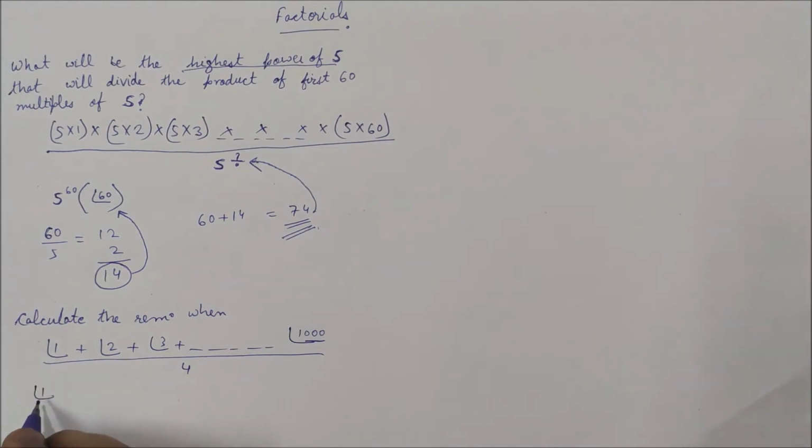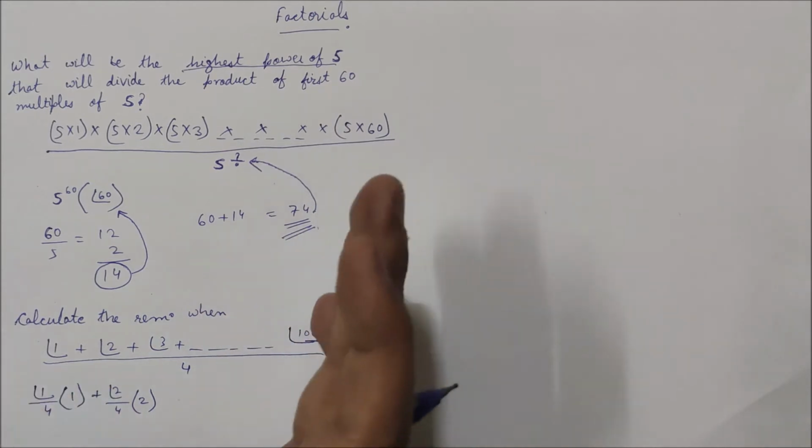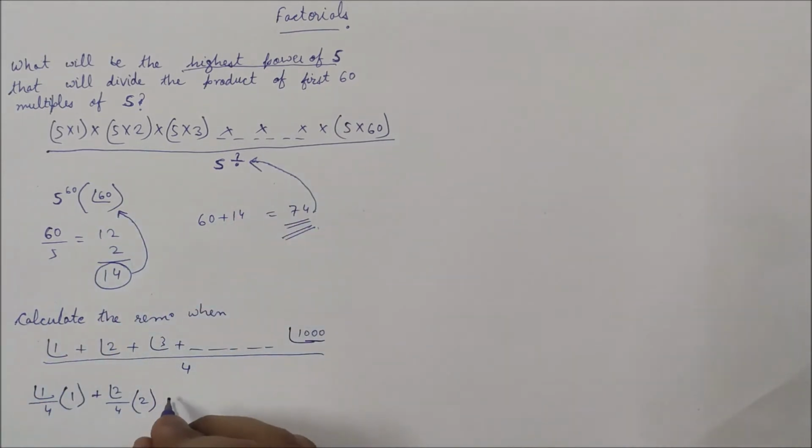So if I say factorial 1 by 4, the value of factorial 1 is 1. So 1 by 4, the remainder in this case would be 1, right? Now we have factorial 2 divided by 4. So factorial 2 is nothing but 2 into 1, which is 2. So the remainder would be 2, because 2 when divided by 4 is not divisible completely. So that 2 is the remainder.